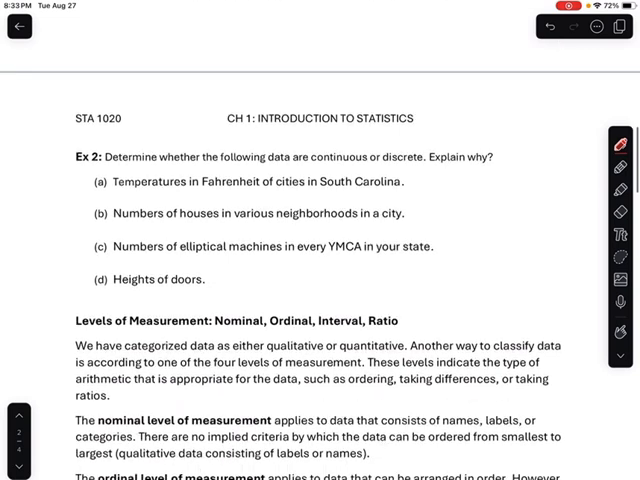This is how you should be able to figure out the difference. Next example, determine whether the following data are continuous or discrete and explain why. Temperatures in Fahrenheit of cities in South Carolina. Well, it could be any city or any place. Now temperature, what is it? Is it like a measurement or is it just like counts? It's a measurement, yeah. So it is continuous.